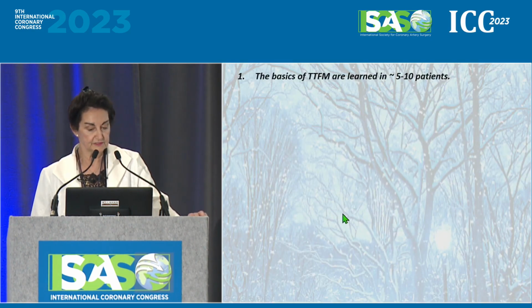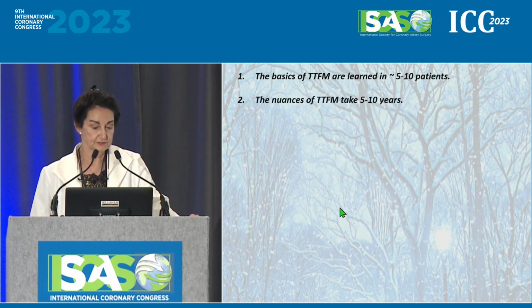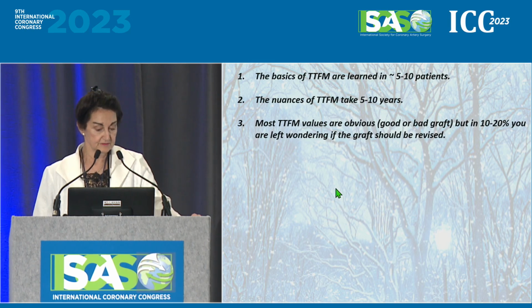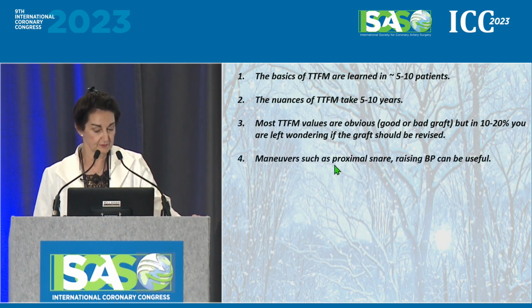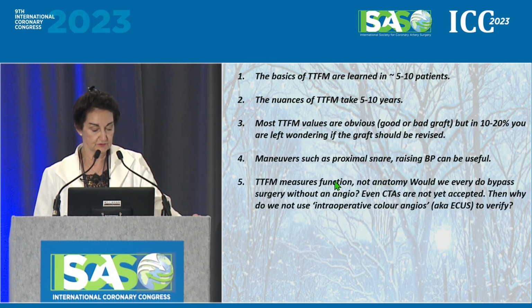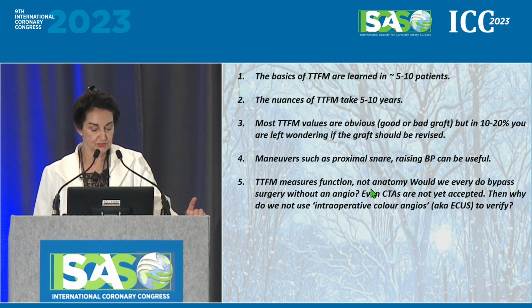So the basics of TTFM are learned in about 5 to 10 patients. The nuances of TTFM take 5 to 10 years. Most TTFM values are obvious, good or bad graft, but in 10 to 20% you're left wondering, should the graft be revised? Maneuvers such as proximal snare and raising BP can be useful. TTFM measures function, not anatomy.